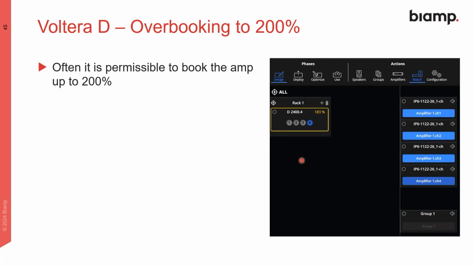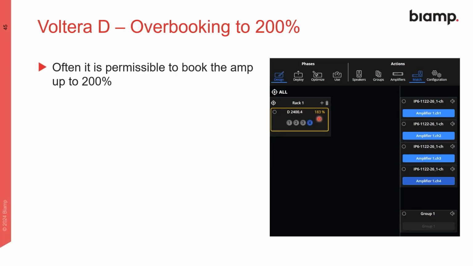We do have the ability to book up to 200% on an amplifier. I now have all 4 of these speakers, 12-inch two-way medium power I series, run full range, linked to this amplifier, and it's turned orange around it, telling me that I'm booked to 183%. Not the end of the world.